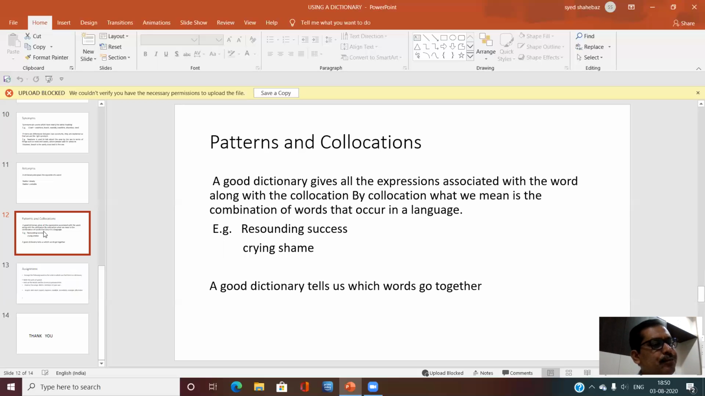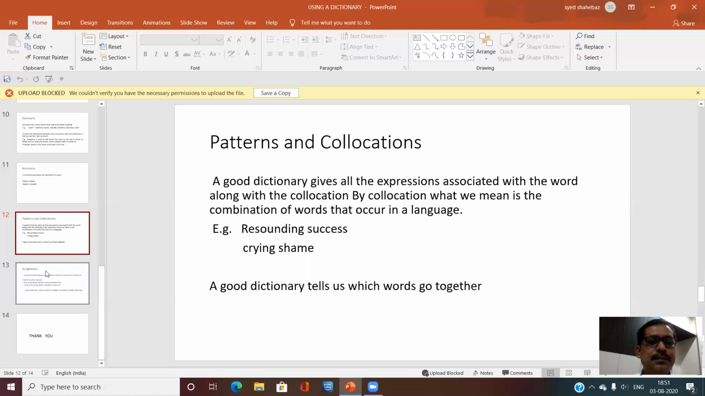We don't say crying success, but we say crying shame. We can't say crying success. And in the same way, we don't say resounding shame. We say resounding success. So a good dictionary tells us which words go together. So these are called collocations.